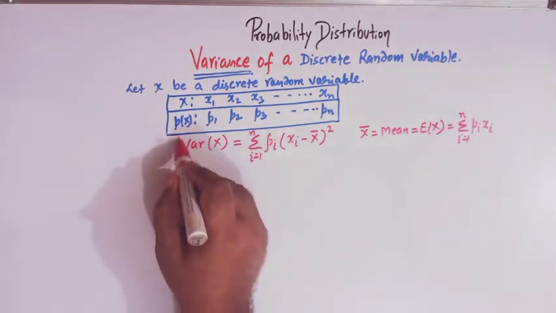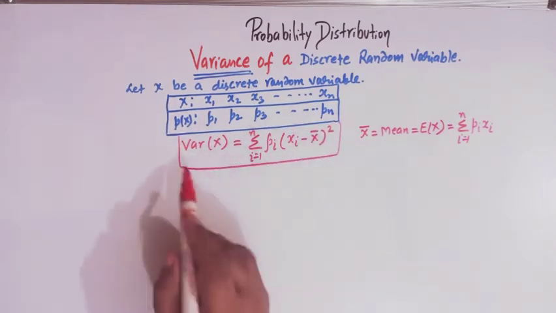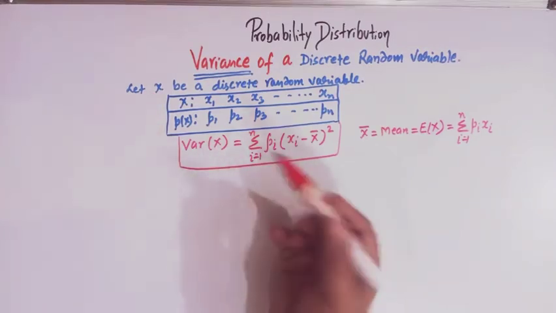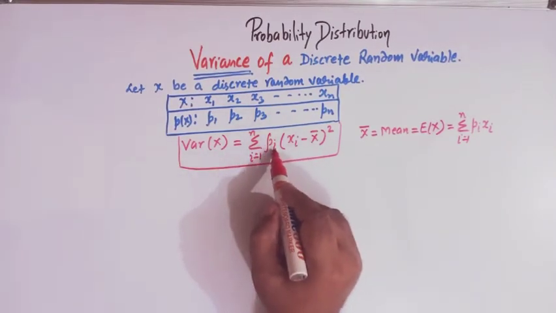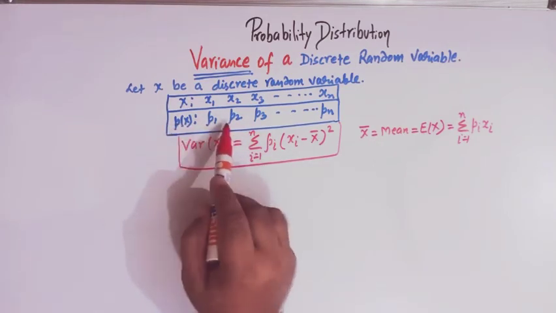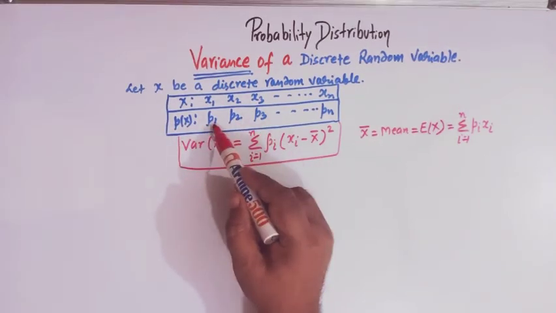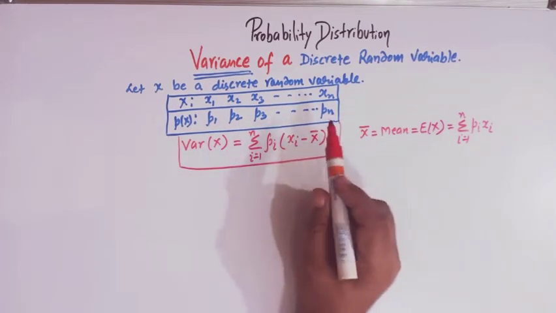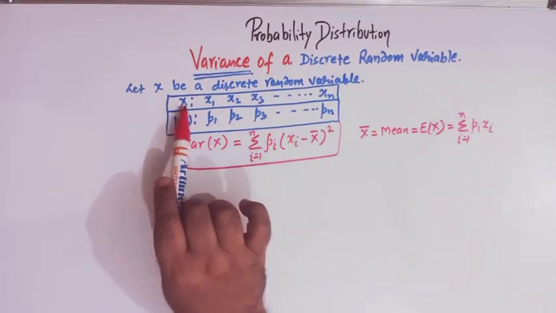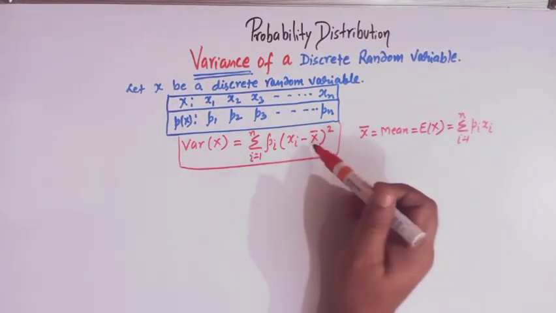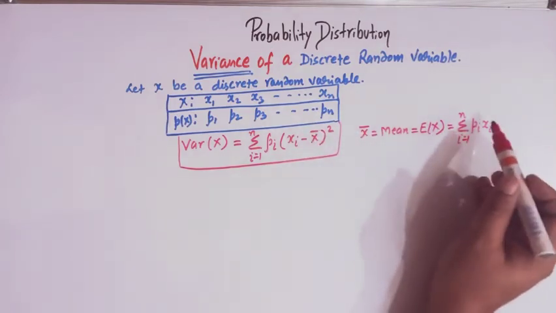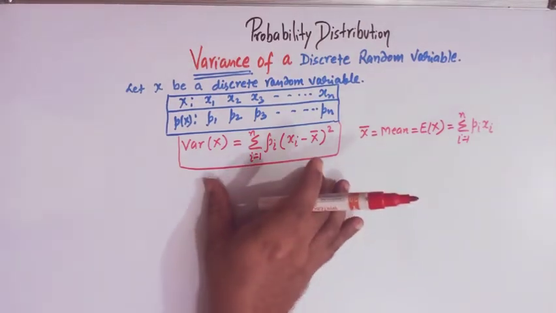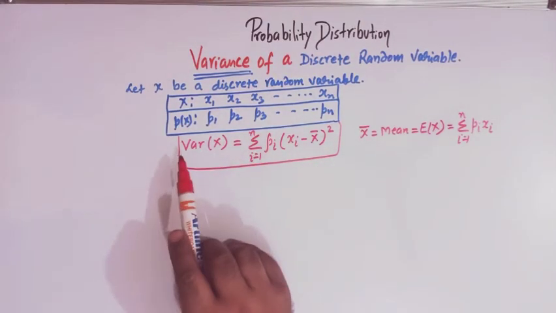So this is the definition of the variance of this random variable x. Here pi is the probability corresponding to 1, 2, 3 up to n, and xi is the value corresponding to the random variable x, and x bar is the mean of this random variable x. So this is the formula for finding out the variance of x.